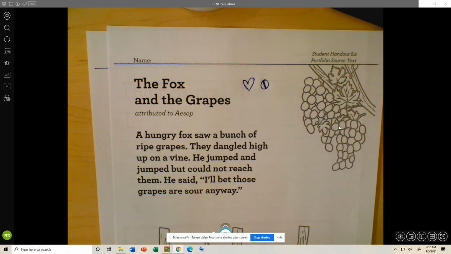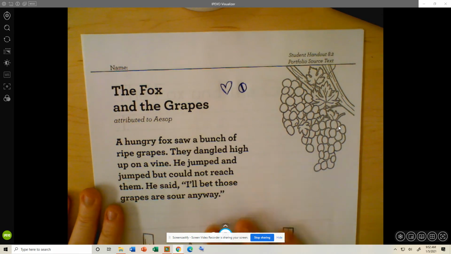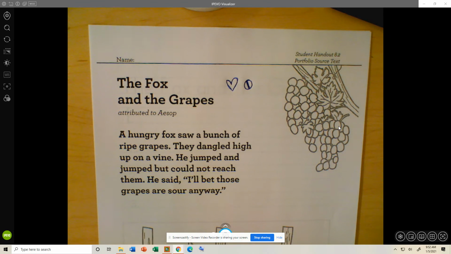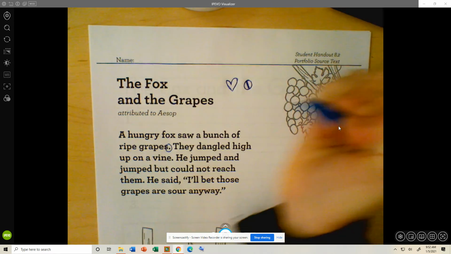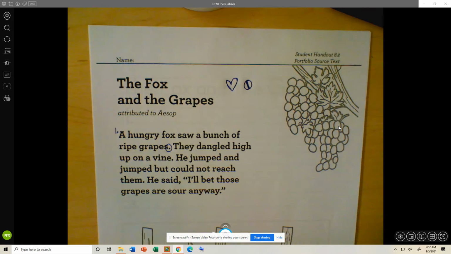Okay, so we're going to start with the first sentence. Actually, what I like to do is I like to go through and number my sentences. So using your paper, get out this Fox and the Grapes page. We're going to go through and number our sentences. You could also circle the periods, okay? So I'm going to circle the first period. Okay, that's my first sentence.